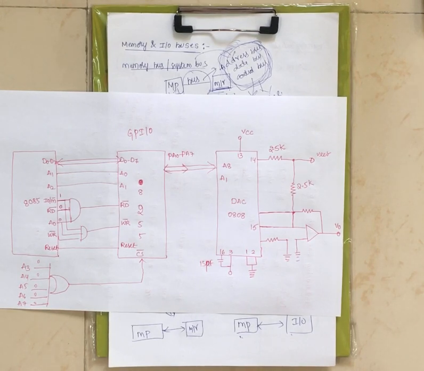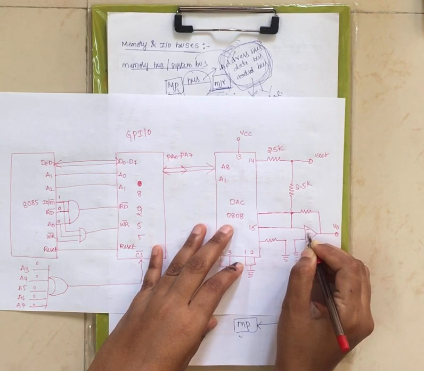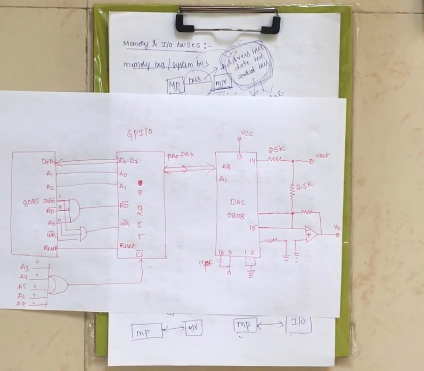One is negative reference voltage and another one is positive reference voltage, right? Now this is an op amp. Now what is the purpose to use op amp here?